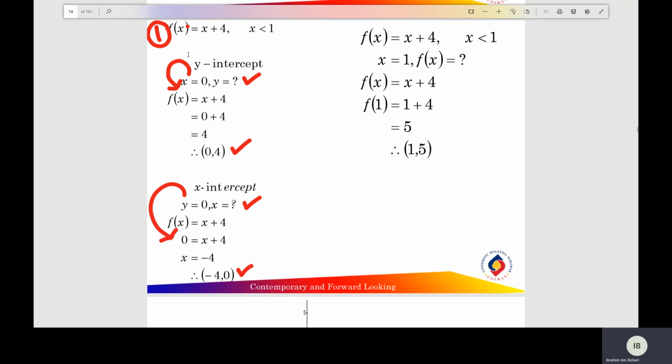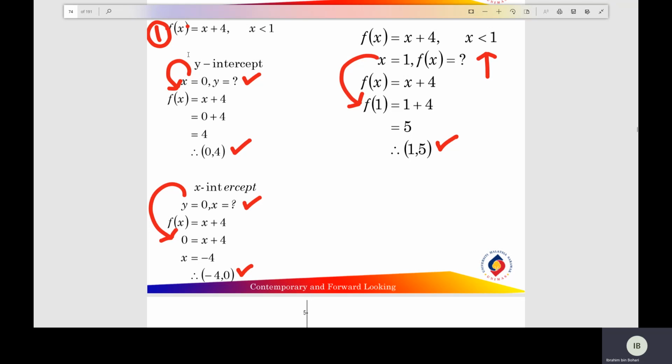Okay, and then you check the domain of the function. Domain of the function here, x is less than 1. So the first value of x starts at 1. When x equals 1, you check the value of y. So you substitute 1 into the function and find the value of y. So f(1) equals 1 plus 4, and the point here is (1, 5).